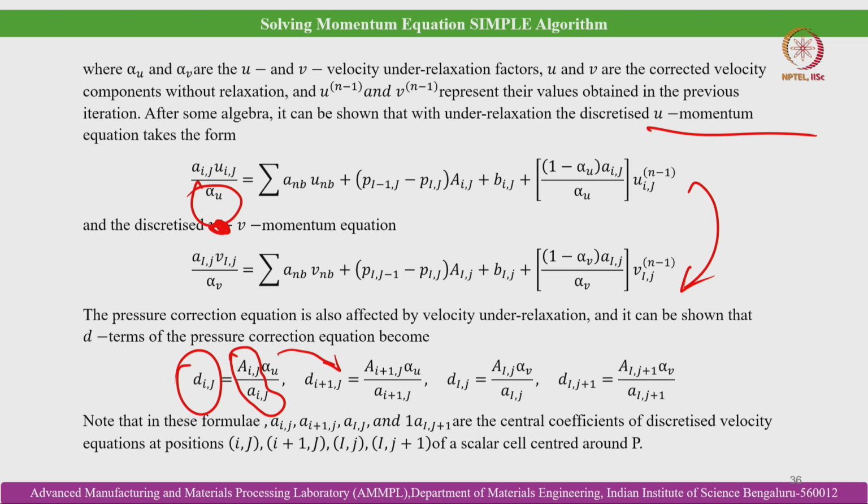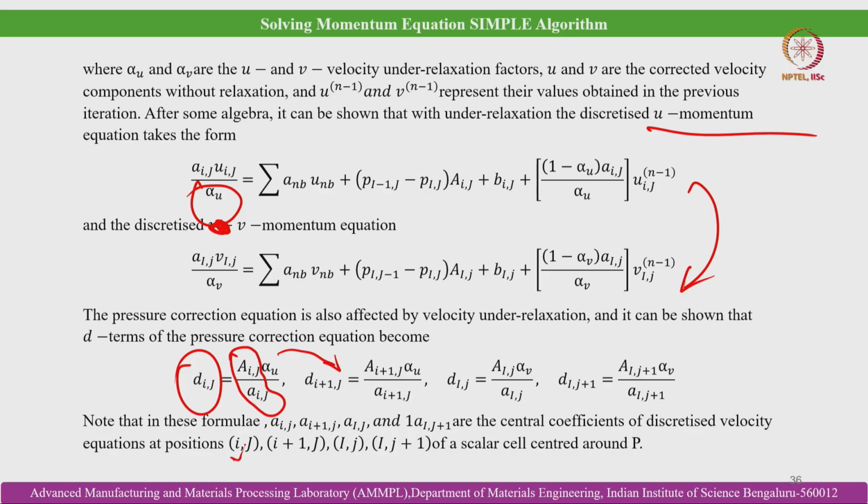In this formula, small a I small j, small a I plus 1 small j, small a capital I capital J, and small a capital I j plus 1 are the central coefficients of discretized velocity equations at positions small I capital J and I plus 1.